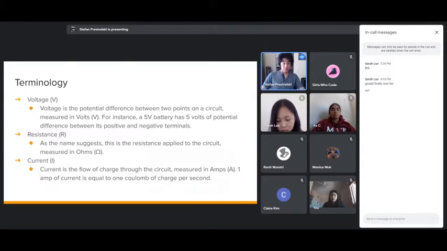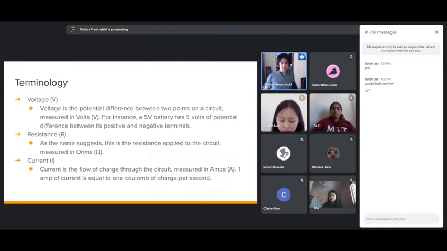A little bit of terminology to note. These three terms are going to be the most important: voltage, resistance, and current. So voltage is simply what we call potential difference between 2 points on a circuit, and that's measured in volts. If you've ever heard like a 5-volt battery, you ever wonder what that means? Well, this is what it means. It means there are 5 volts of potential difference between the positive and negative terminals.